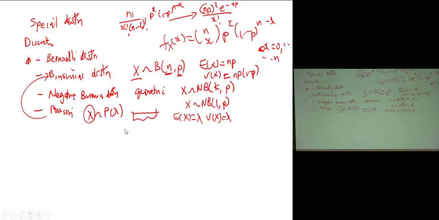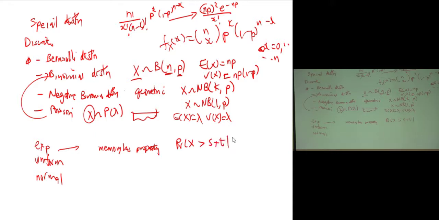Okay, so we also have continuous distributions. For continuous, we talked about uniform, exponential, and normal. And for the exponential distribution, we talked about something called the memoryless property, which simply says that the probability of X bigger than s plus t, given X bigger than s, is the same as the probability of X bigger than t. Am I right?